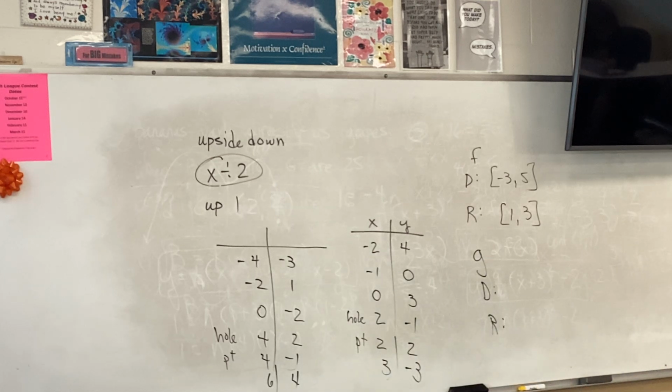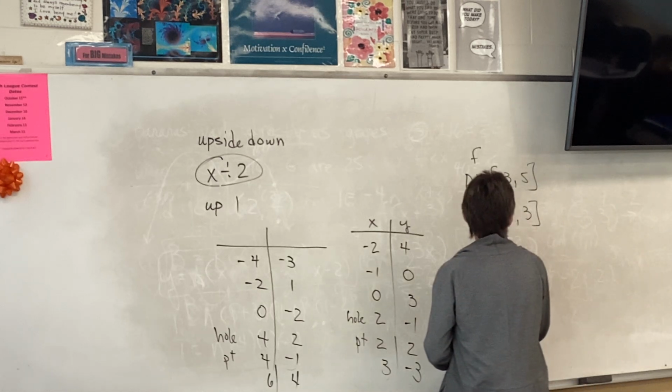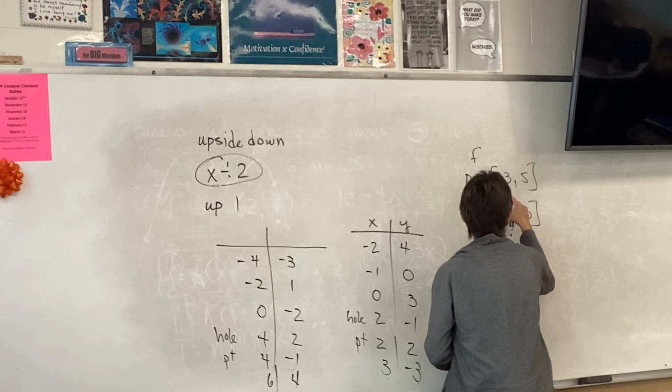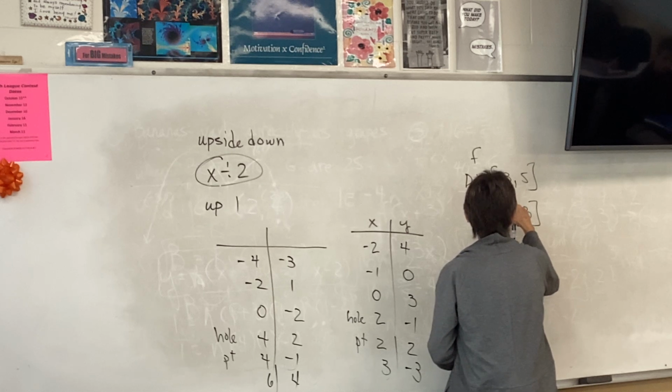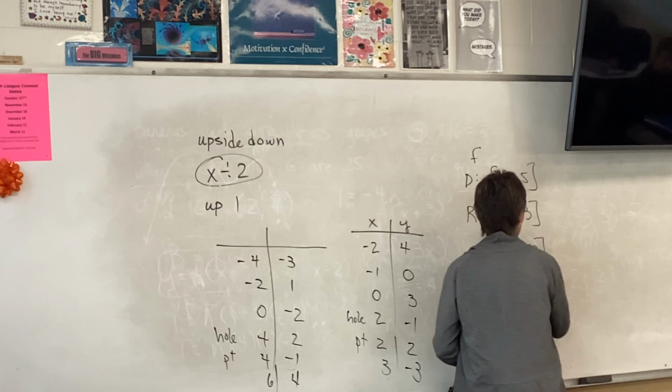So easy. I know there's a lot of letters, but it is so easy. What is g doing? What has changed in function g? What have we done to the x's? Which way, 3? Left. Left 3. So basically we've subtracted 3 from the x's. So what's the domain of g going to be? We subtracted 3. Negative 6 to 2.